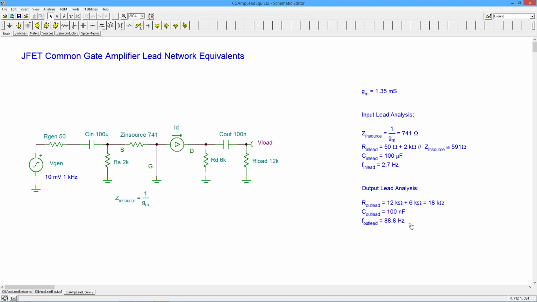Now, of the two, clearly the output is the dominant network. It's the one that affects the mid-band response first. Just imagine sitting up here at the mid-band and then working your way down in frequency. The curve's going like that, it's dropping off. So the first one to hit is the higher of the two. So we've got the 88.8 and the 2.7. That's what we would expect when we do a Bode plot for this. We expect 85, 90 hertz, somewhere around there.